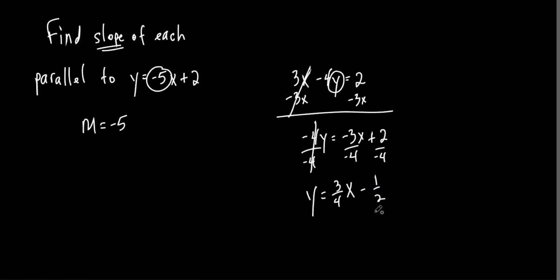So what's the slope of this line right here? It's 3/4. So what's the slope of a line parallel to this line? 3/4. What's the slope of a line that's perpendicular to this line? Okay, 4 over negative 3, or just put negative 4/3. Okay, that's if it said perpendicular.